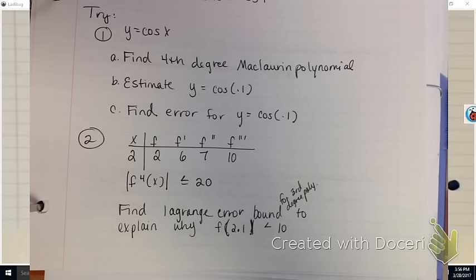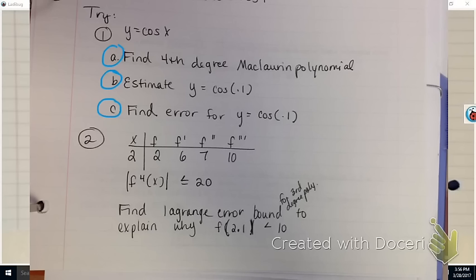So here's two problems that I want you to try. On the first one, it's asking for several things. First, it says find the fourth degree polynomial. So that's like work out the whole problem, figure out what the fourth degree approximation would be. Estimate cosine of 0.1, that means plug in the 0.1 for x. Find the error, that means do this new thing. And since it's the fourth degree, you would use the fifth derivative.